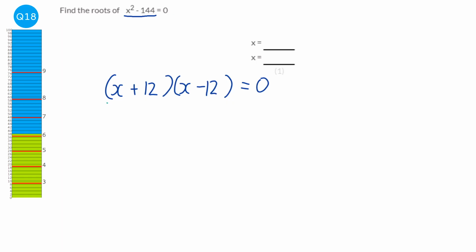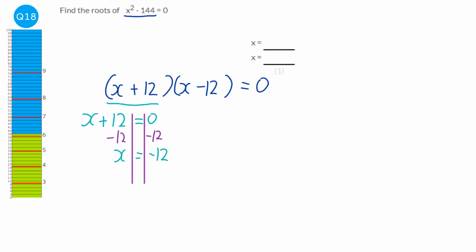Now to solve, one of these brackets is going to equal 0. So we're going to do the first bracket equal to 0. So we've got x plus 12 equals 0. And we're just going to put our lines down and take away 12 both sides. And we get x equals minus 12. So one of our solutions is minus 12. And we do exactly the same thing to the other bracket. So get it equal to 0 and solve.